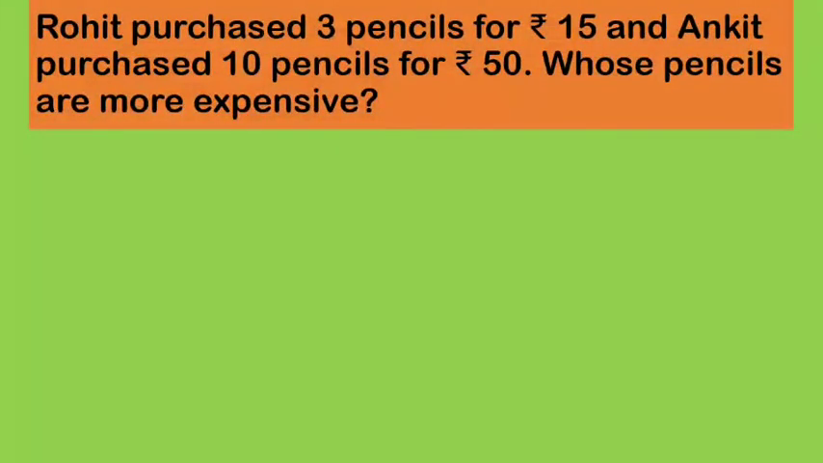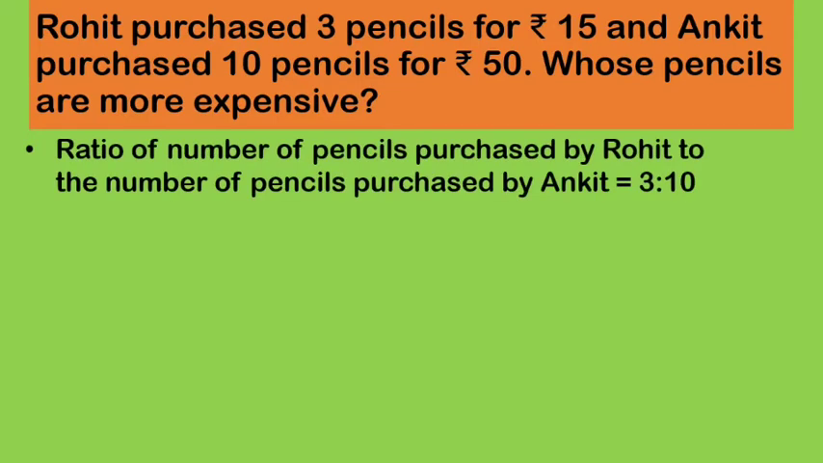Rohit purchased 3 pencils for rupees 50 and Ankit purchased 10 pencils for rupees 50. Whose pencils are more expensive? So the ratio of the number of pencils purchased by Rohit to the number of pencils purchased by Ankit equals 3 is to 10.